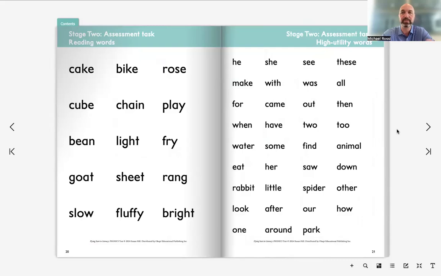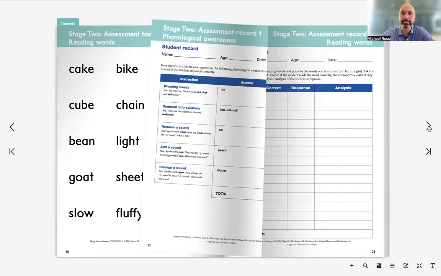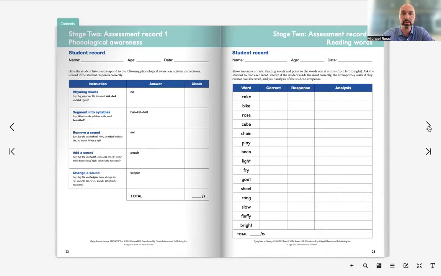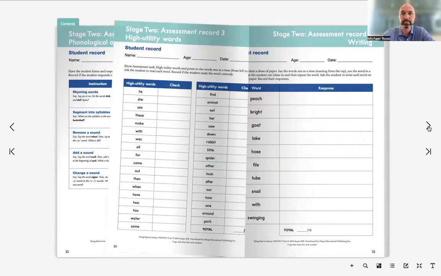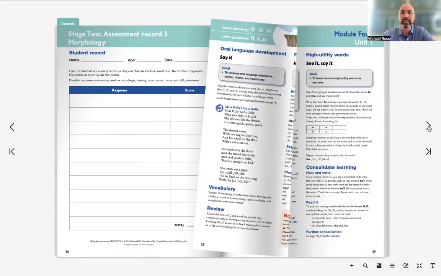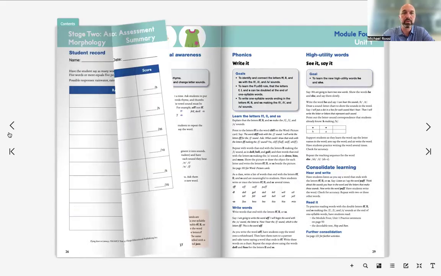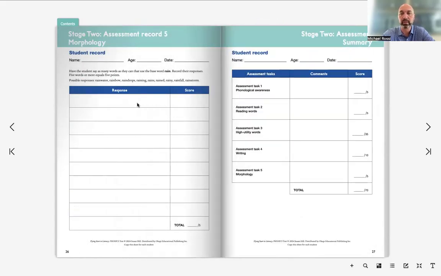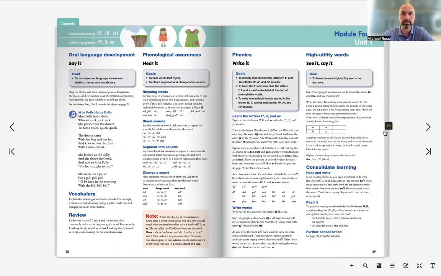Moving into the assessments, you have the student sheets where they'll read words for placement, and then writing words for placement, writing high utility words for placement, and then finally moving into the teacher record where they're checking for accuracy for their responses to make sure they're in the right placement on this supplemental resource. And then we move into the first module.